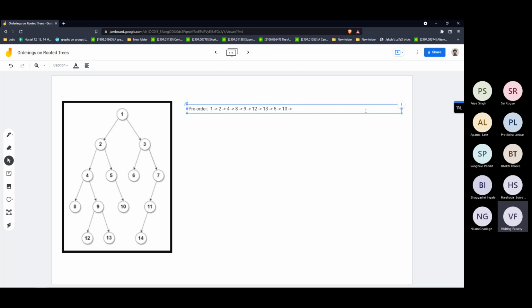Now I go to the right subtree of 1. Again, the root is 3. I go to the left subtree of 3, which is singleton 6. Now I go to the right subtree of 3. Right subtree of 3, the root is 7. Then I go to the left subtree of 7, which has root 11. It's a branching, root 11. The left subtree of 11 is just singleton 14. There is no right subtree of 11.